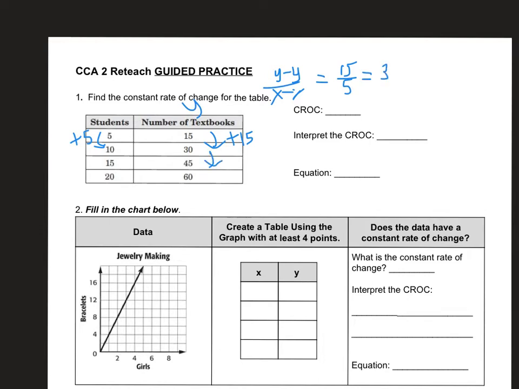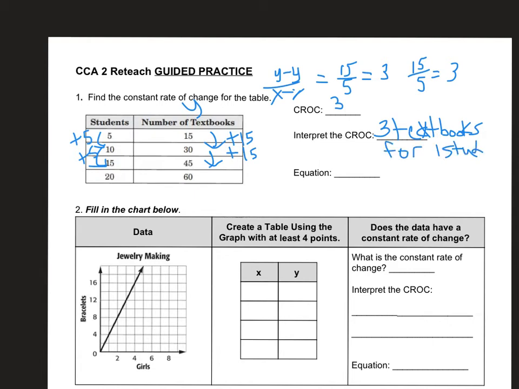So let's see if that's the same constant rate from 30 to 45. Well, if I add 15 to 30, I get 45. If I add 5 to 10, I get 15. So again, I'm getting change in y, 15 divided by 5, and that is equal to 3. So what does this actual constant rate of change mean in this situation? Well, the constant rate of change in this situation actually means that there are 3 textbooks for one student. It's a little hard to write with my pen. For one student.